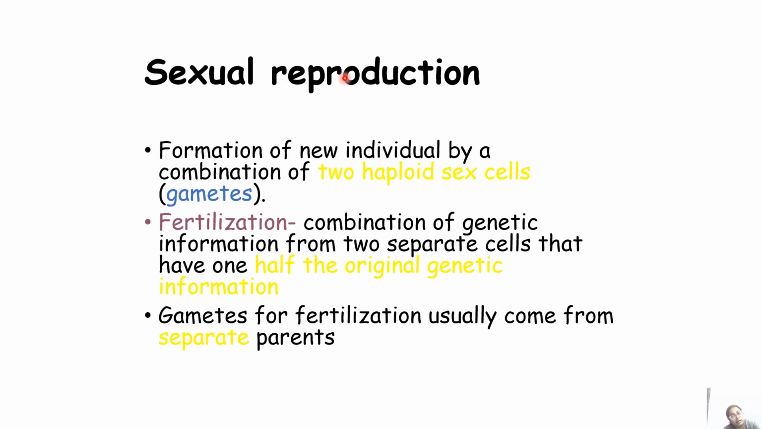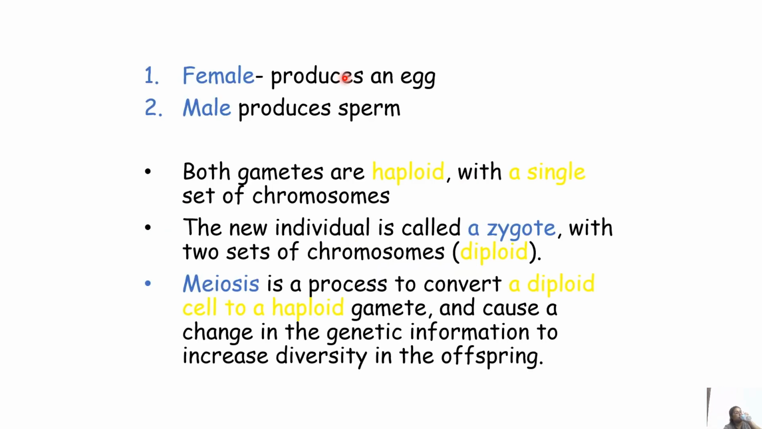But sexual reproduction is the formation of a new individual by a combination of two haploid sex cells or gametes, and fertilization is the combination of the genetic information from two separate cells that have one half of the original genetic information. And gametes for fertilization usually come from separate parents.